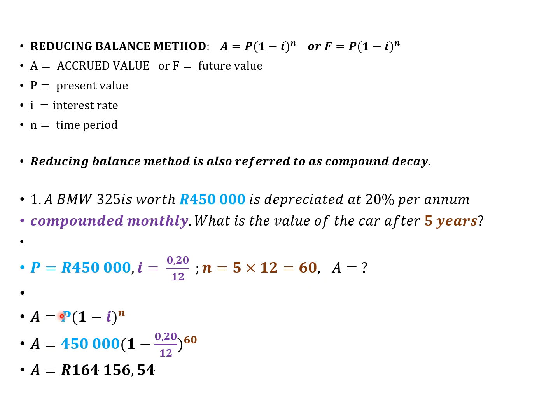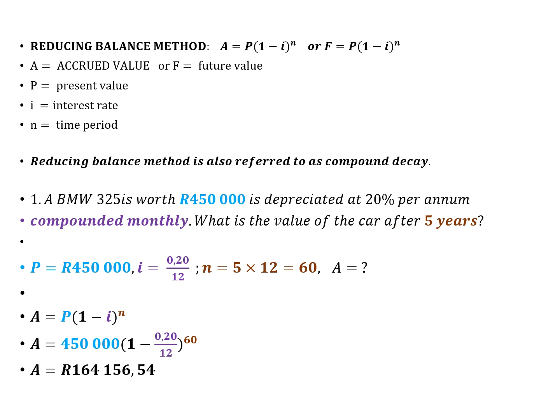So A equals P(1 minus i) to the power n, because it's depreciated at 20% per annum, and I use the word compound, therefore the reducing balance method. So 450,000 times (1 minus 0.20 over 12) to the power 60. And after 5 years, my BMW would be 164,156 Rand 54 cents if I decide to sell it. That's based on that rate.